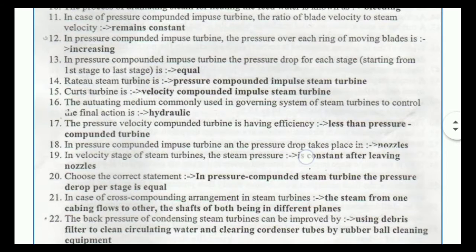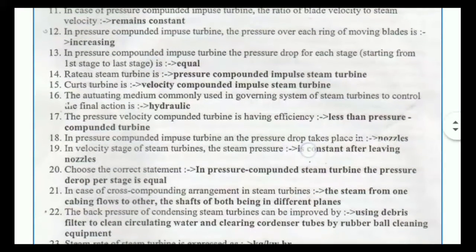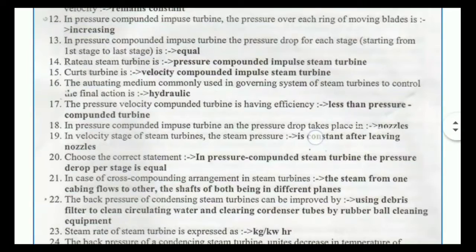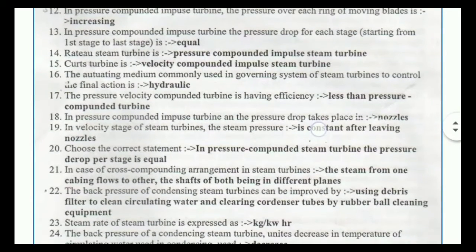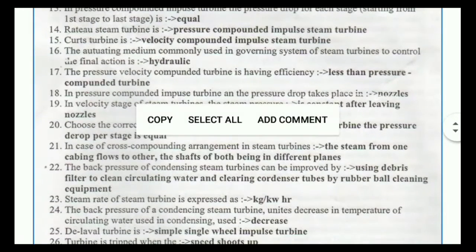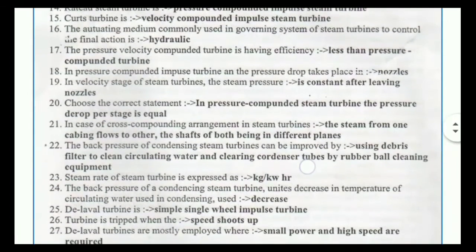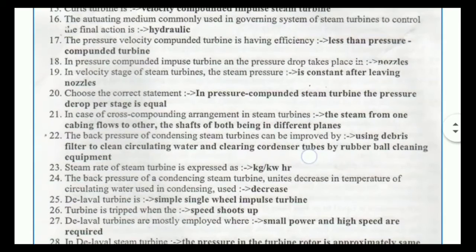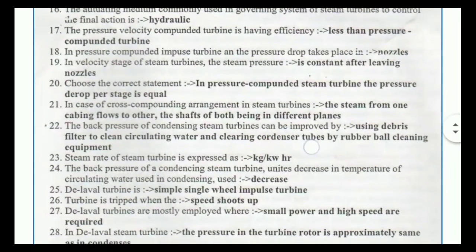Rateau steam turbine is a pressure compounded impulse steam turbine. And Curtis turbine is the velocity compounded impulse turbine. These two are the very important online bits. And also you can refer the remaining, 18, 19.